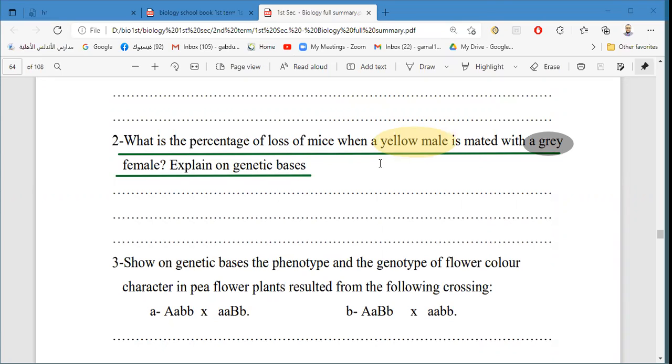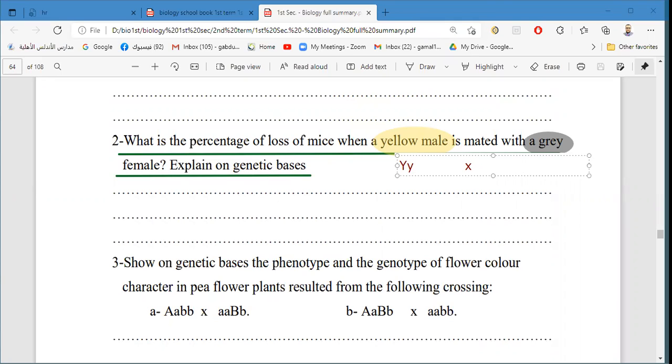What is the possibility of the yellow male? Is it Y capital Y small or Y capital Y capital? Y capital, Y capital will die. It will die in the beginning of its life. Y is a deadly gene, a lethal gene. So the Y capital Y capital cannot live until mating. So the only possibility is Y capital Y small.